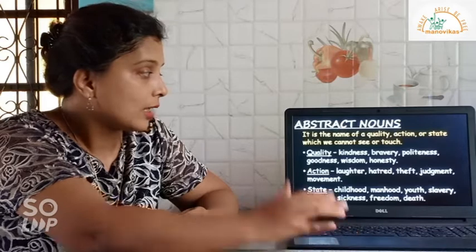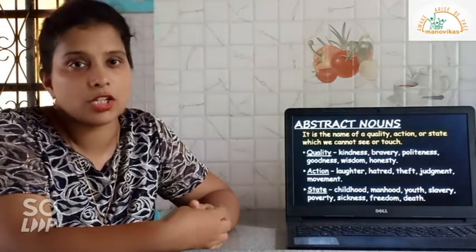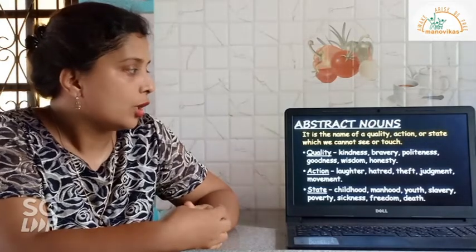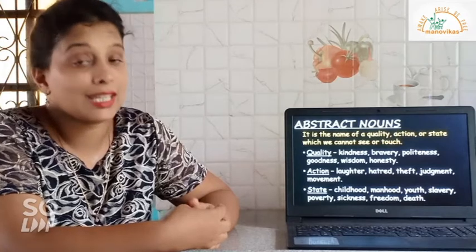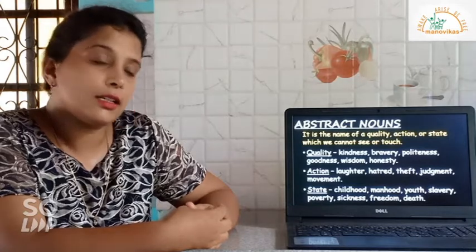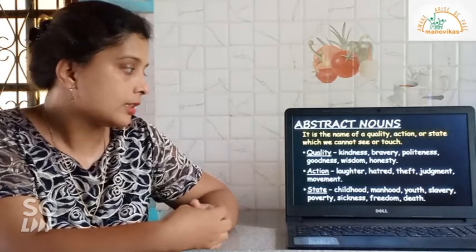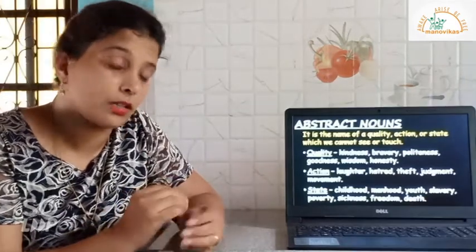Well, we move on to the next type of nouns, and that is the abstract noun. The abstract nouns are nothing but the name of a quality, an action, or a state which we cannot see or touch, but we can feel it. Okay? Qualities like kindness, bravery, politeness, goodness, wisdom, honesty are abstract nouns.